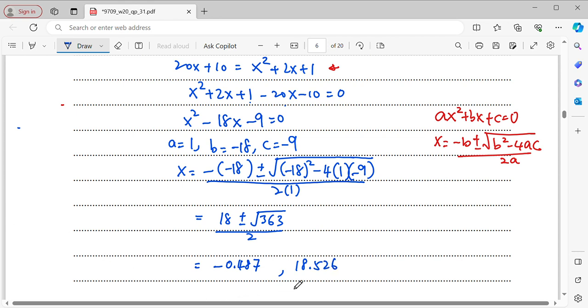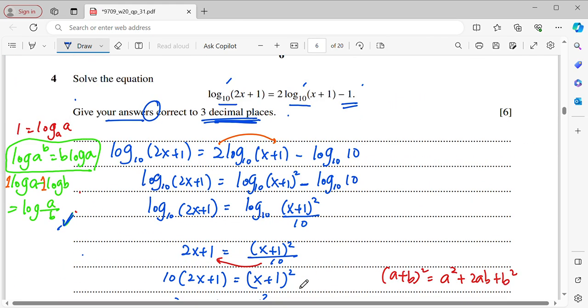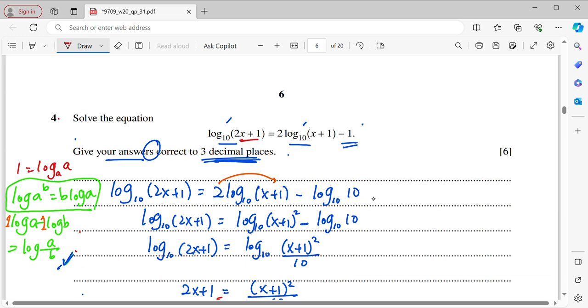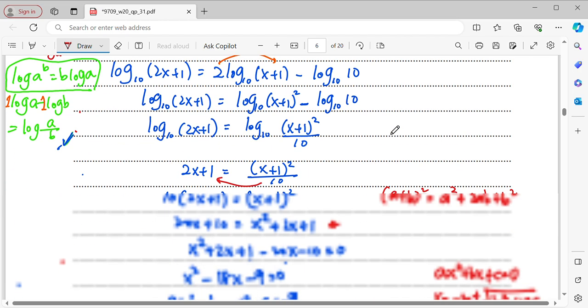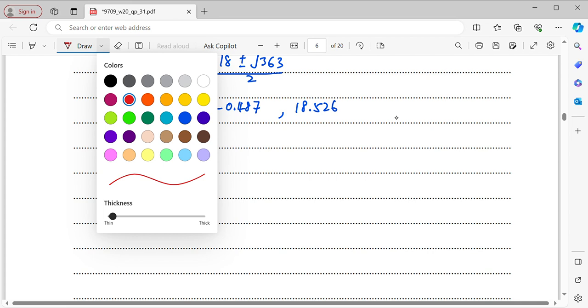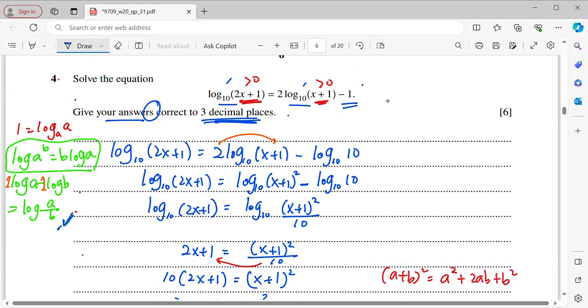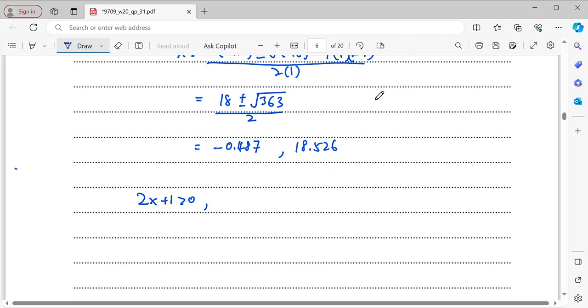So from here we know that for the log, you have to do checking because initially it was not a quadratic. You simplify into quadratic, so now you have to check. Make sure 2x plus 1 is greater than 0 because log cannot be negative, and then x plus 1 must be greater than 0 as well. So 2x plus 1 is greater than 0, and also x plus 1 is greater than 0.